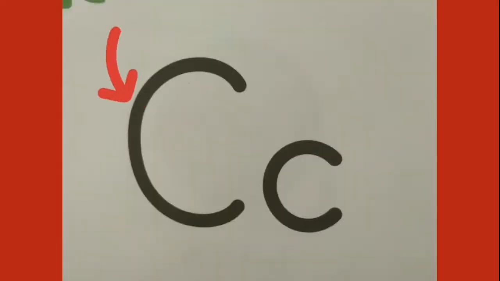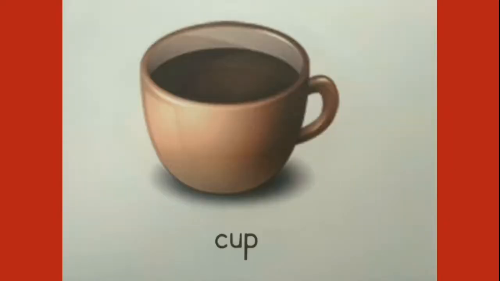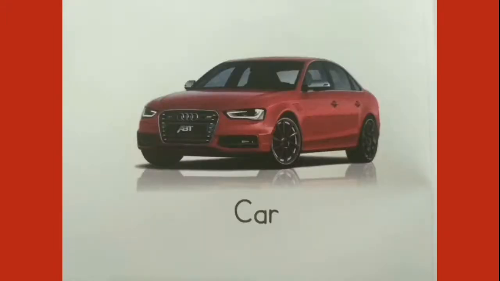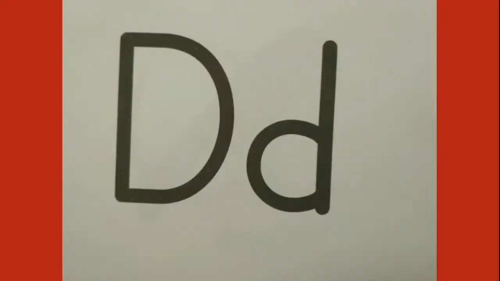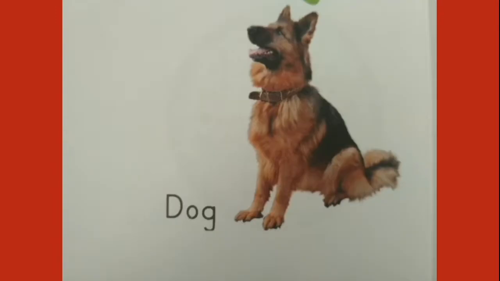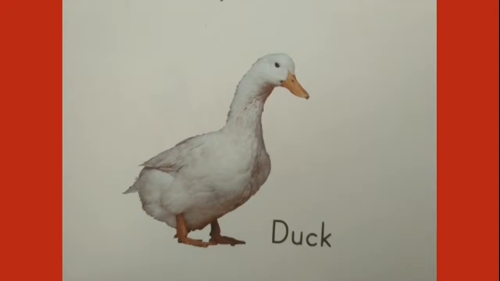Capital C, small c. C says K. C for cup. C for car. Capital D, small d. D says D. D for dog. D for duck.